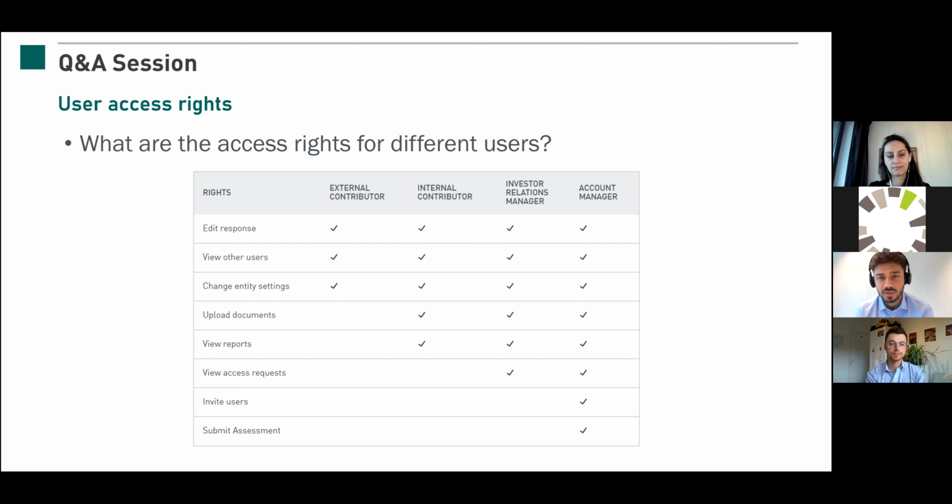The second one we have is investor relations manager. So as you can see, there's a few more rights, but it omits inviting users and submitting assessments. Another popular one is typically internal contributor, in the case that entities, for instance, use consultants. And in some cases, they don't necessarily want them to be able to submit the assessment. The entity only wants consultants to be able to contribute to the reporting process. The user with the least rights is the external contributor, who can simply edit responses for you via other users or change entity settings. Great, thanks, Aurelien.